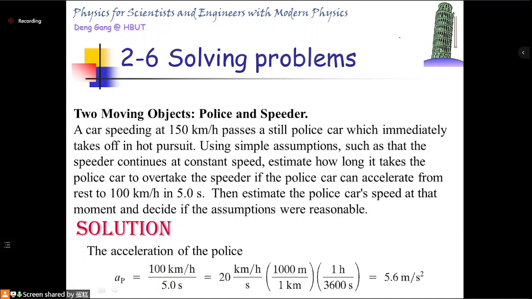So we need to transform this part into meters per second. 1 kilometer is 1,000 meters, and an hour is 3,600 seconds. So we can transform this into international units, and this gives us as the result 5.2 meters per second squared. Okay, that's the acceleration of the police car.